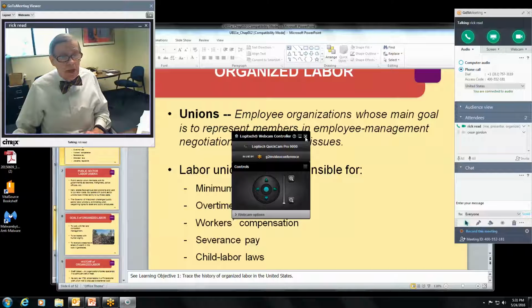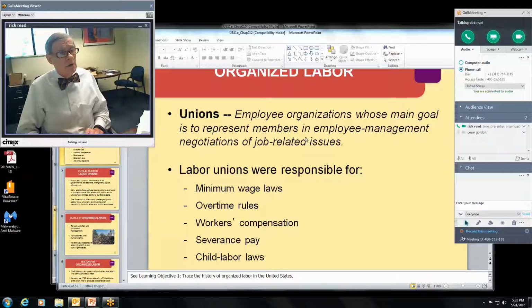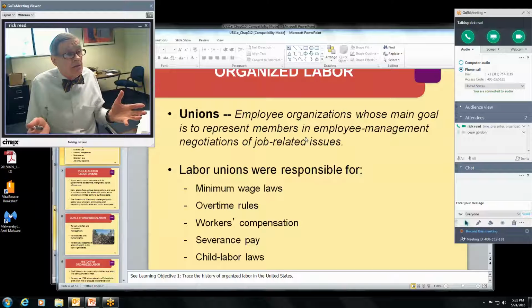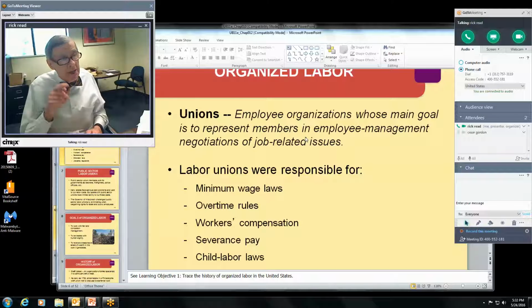Workers' compensation, severance pay, child labor laws, overtime rules, minimum wage laws. And we haven't even discussed vacation. Vacation is a relatively new thing. And labor unions went to management back during World War II and said, we understand you can't raise our salaries, but how about giving us some paid time off? And so we have a lot to thank for unions, we workers.